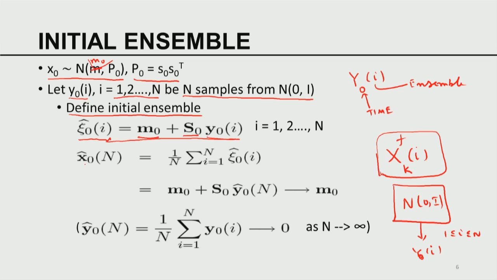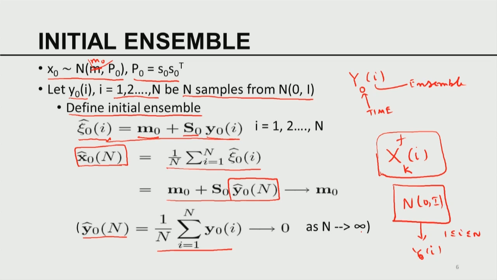So, once I have created a sample, what is the initial mean? The initial analysis mean is x naught hat n, which is the sample mean of the initial ensemble. This is equal to m naught plus S naught y naught of n. So, if y naught of n is the sample mean of the y ensemble, x hat of n at time 0 will be the sample mean of the initial ensemble. Now, what is the basic property? Y is a standard normal, with mean 0. So, what is the claim? Y naught n hat, which is given by this, tends to 0 as n tends to infinity. Why? Y's are the samples created from a standard normal with mean 0. So, these are the properties.